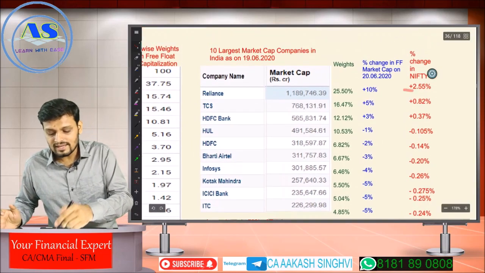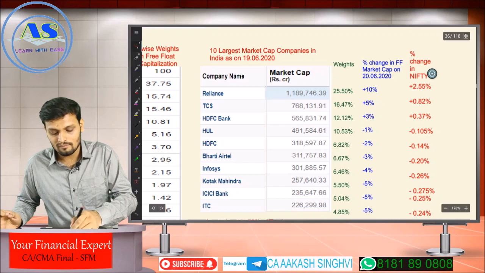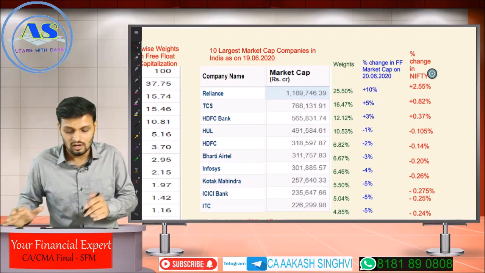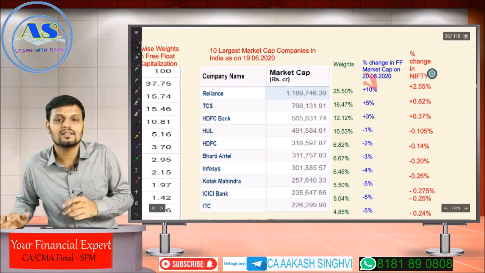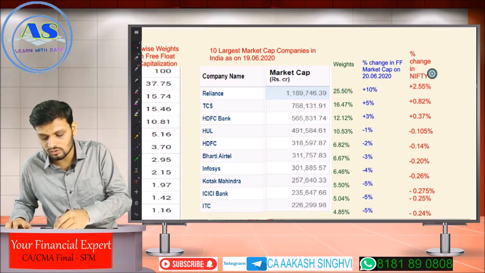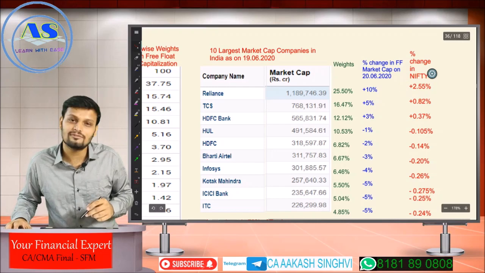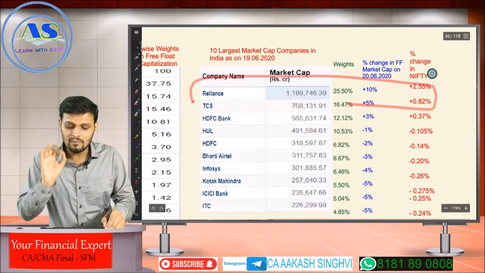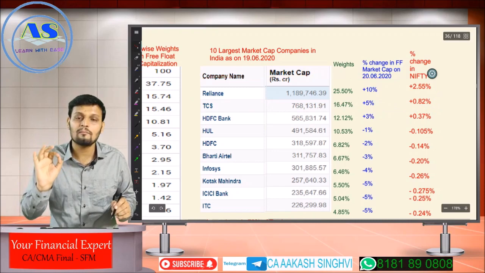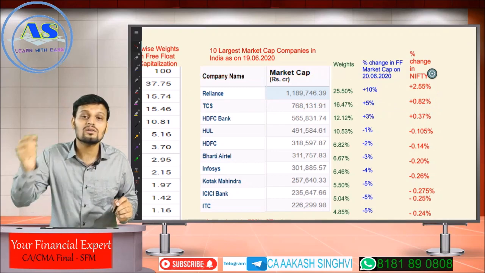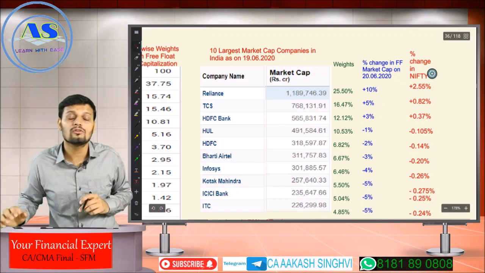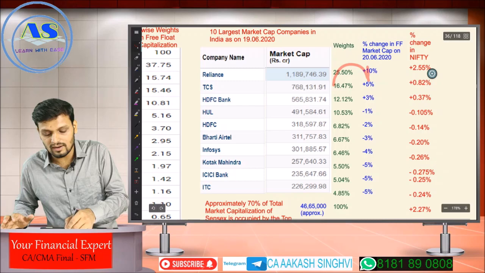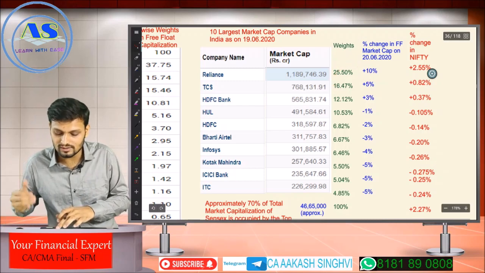Now the percentage change in Nifty is calculated by nothing but multiplying the weights by the percentage change in free float market capitalization. So weight multiplied by the percentage change in free float market capitalization will give you the percentage change in Nifty, right? So because of Reliance, I can tell you that the 10% increase in Reliance has impacted Nifty in a positive manner by 2.55%. In the same way I've computed for everything, that is weights multiplied by the free float market capitalization change.